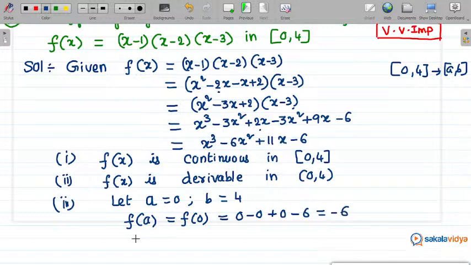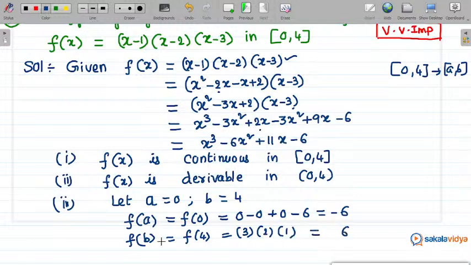Am I right? Next, f of b equals f of 4. Better you substitute here itself: 4 minus 1 is 3, 4 minus 2 is 2, 4 minus 3 is 1. 3 into 2 is 6, into 1 is 6. So f of b is positive 6, f of a is negative 6. So we need to apply Lagrange's mean value theorem, that we need to write.